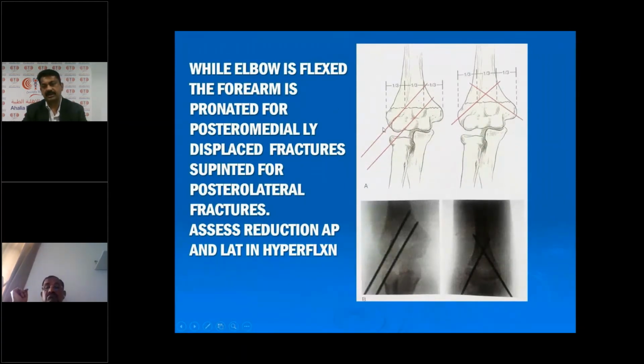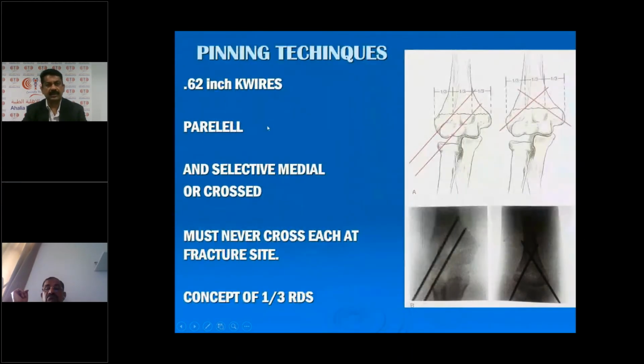So this is parallel pinning and this is cross pinning. For pinning techniques, we use 0.625 K-wires, in a parallel or cross fashion, and selective medial pinning also can be done. The pins should never cross each other at the fracture site, as I told you, so it should be parallel. The pins should be at maximum separation at the fracture site for rotational stability, and the concept of 1/3 helps to keep the pins apart.